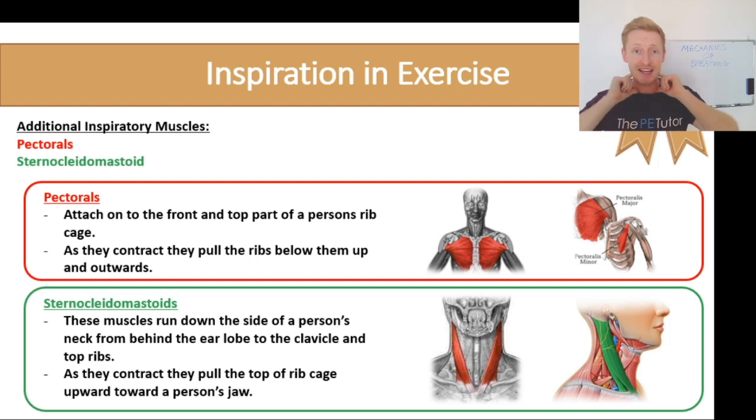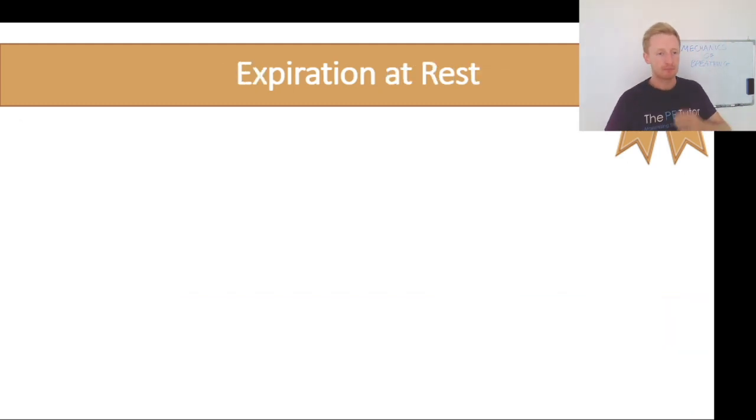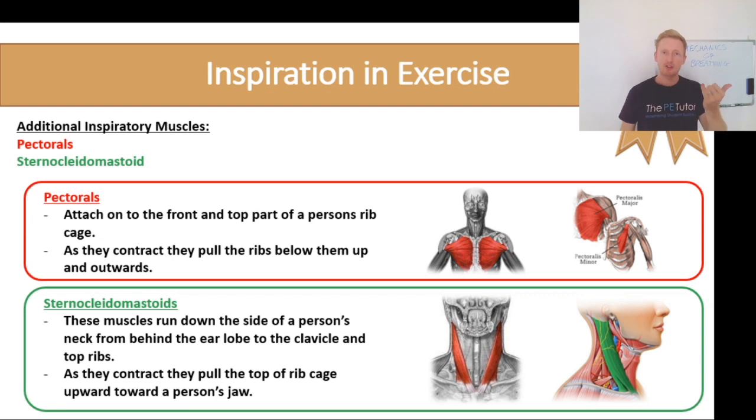Well, that's because they're engaging and contracting to help pull this top section of our rib cage up. They're adding to the effort. And in doing so, we've got the external intercostal muscles, the diaphragm, the sternocleidomastoid, and the pectorals, all working together, all contributing, all applying force so that we can move this rib cage faster and to a greater degree to increase the volume of the thoracic cavity.